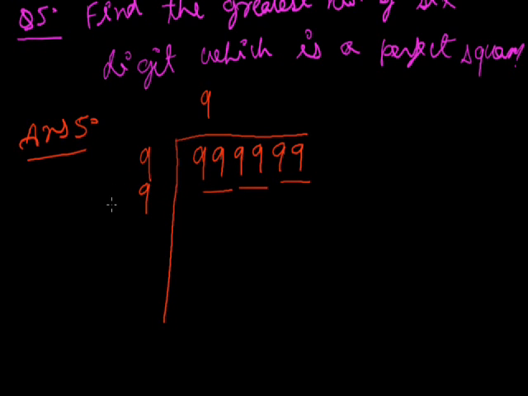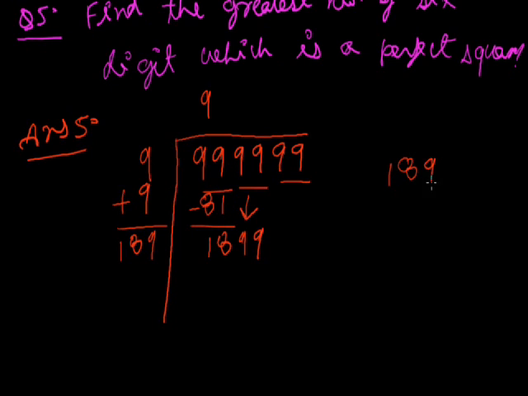Write 9 3 times, add to get 18, and put 81 over here. Subtract it, we get 18 as a remainder. Take this whole pair downwards, write 99 over here. Now again multiply this number with 9: 189 into 9 gives you 1701.